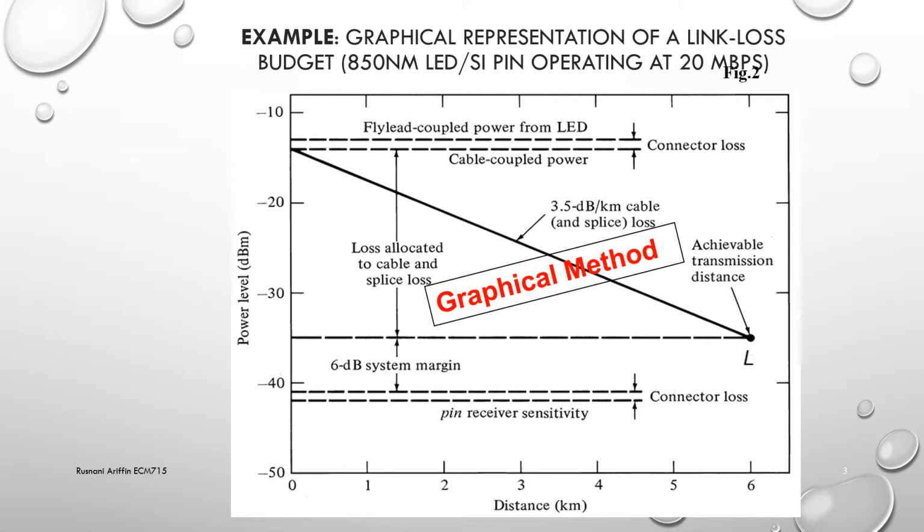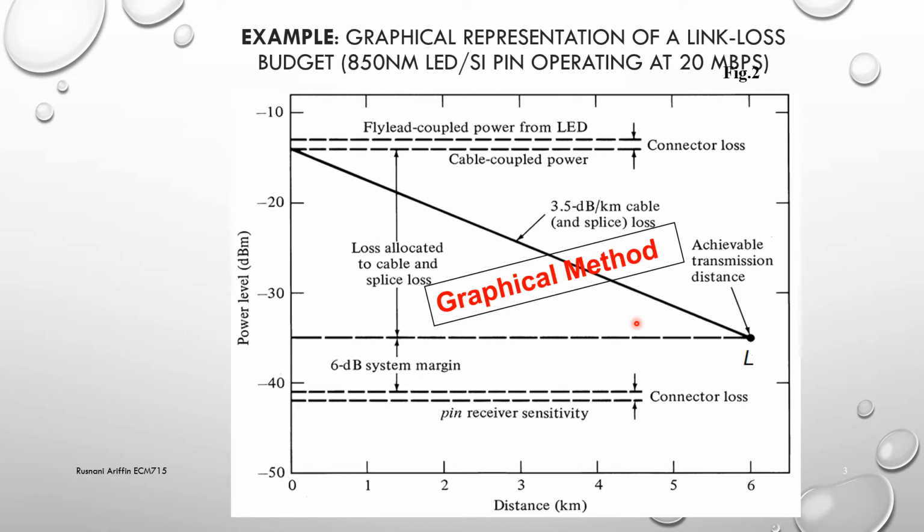Okay, so let's see the graphical representation of our previous exercise. At the beginning, we have the power transmit, which is negative 13 dBm. Then we have the loss due to the connector, which is 1 dB. After that, we have the fiber attenuation due to the multimode fiber, 3.5 dB times the length.